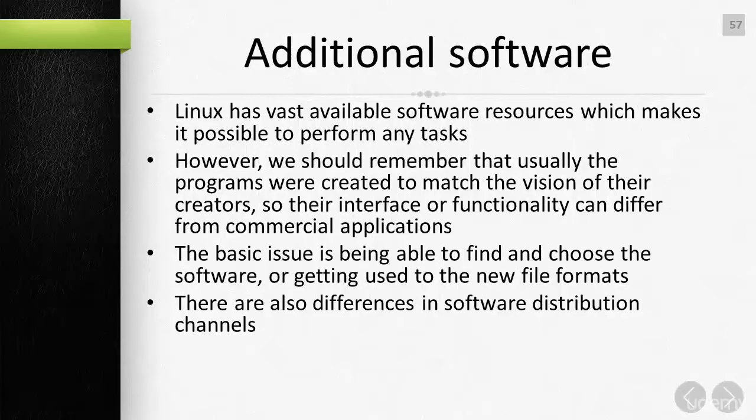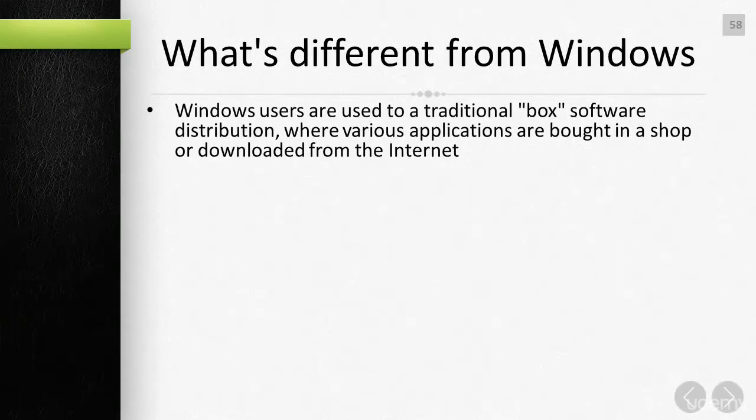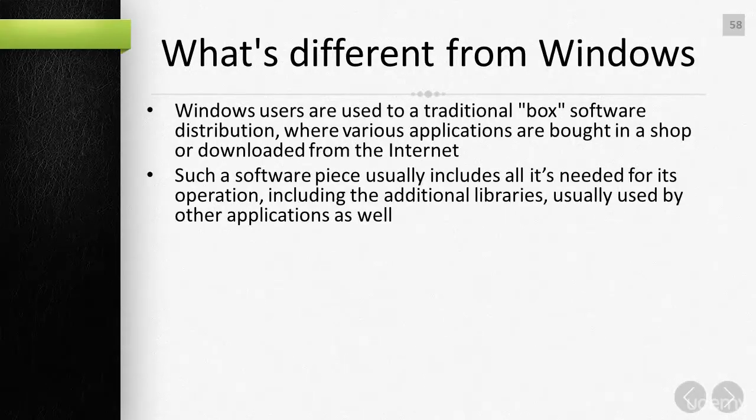Other important differences pertain to software distribution channels. The way in which you usually obtain Windows distributions is quite different from how it's done with regards to Linux applications. In the case of Windows applications, software usually comes in boxes, or can be downloaded from the internet. When you buy an application, it contains everything that it needs to run: additional libraries, external components, etc.